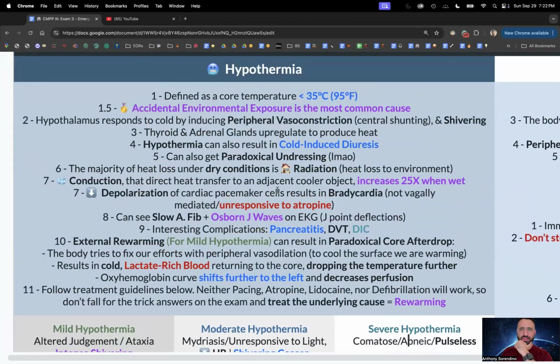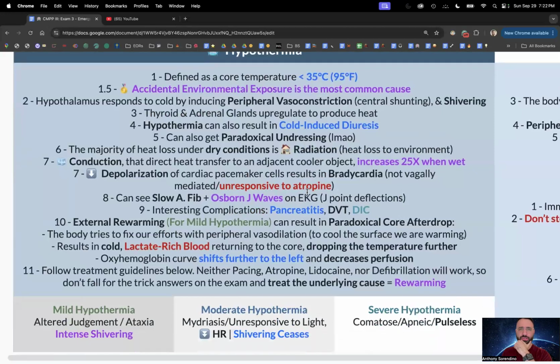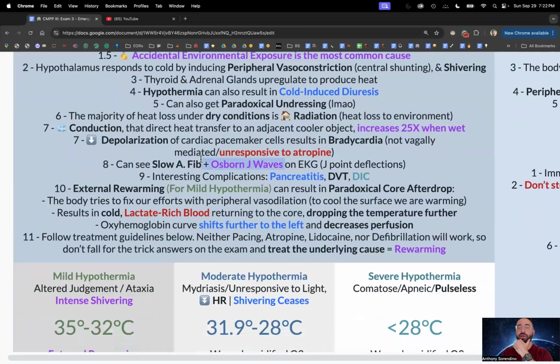What else is good here? Cold-induced diuresis, paradoxical undressing. Yeah, Osborn J waves. I've seen them twice come up in all of this. That's in hypothermia and then in hypercalcemia. So a good buzzword to know here.